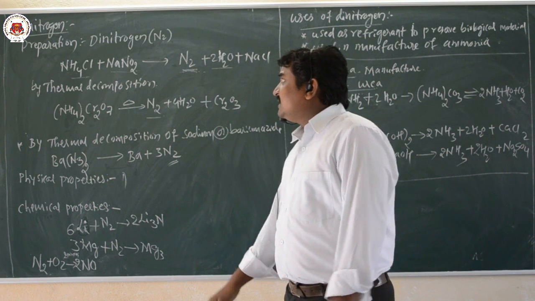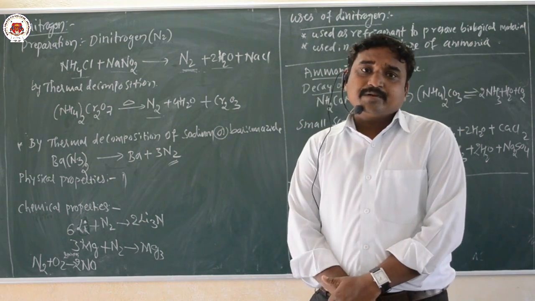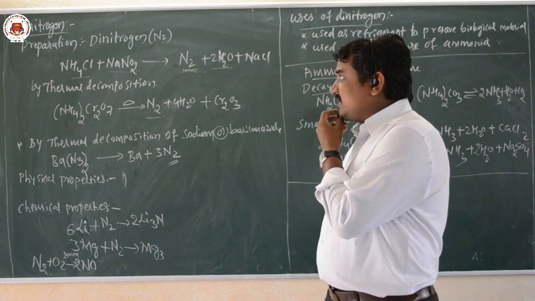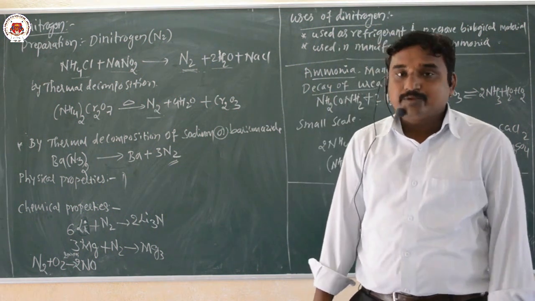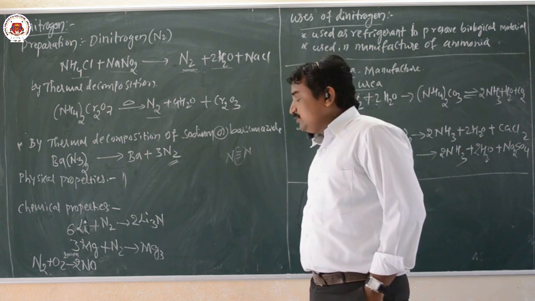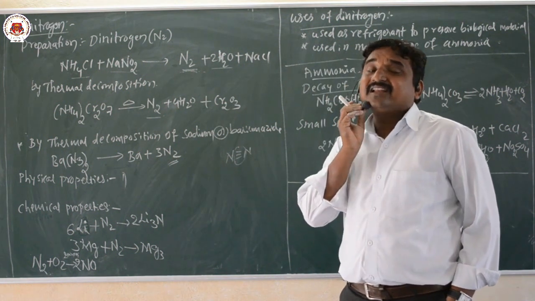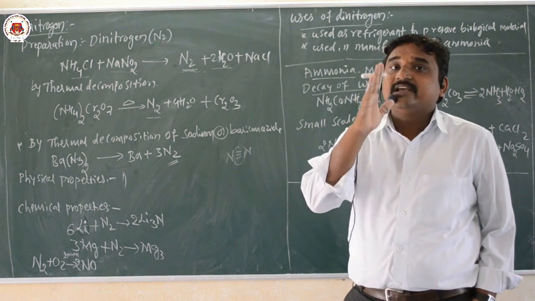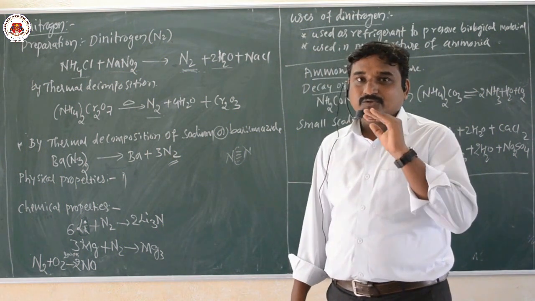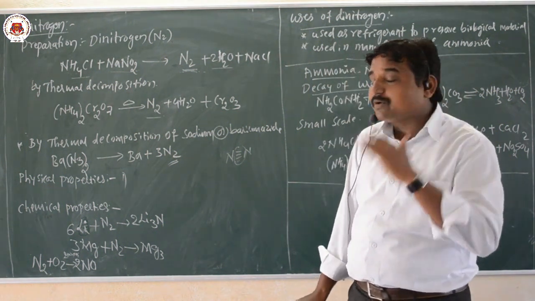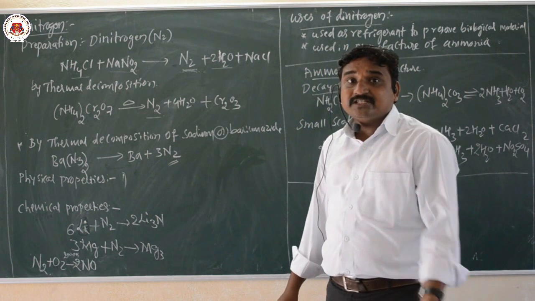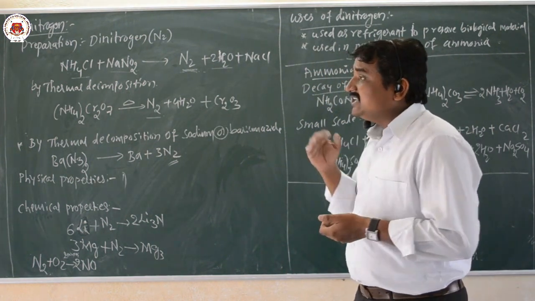Next, dinitrogen at standard room temperature and pressure is insoluble in water, and moreover it is less reactive at room temperature, because dinitrogen has a nitrogen-nitrogen triple bond. Due to the presence of this triple bond, it is less reactive, but as the temperature increases, dinitrogen becomes more reactive. So the less reactivity at room temperature is due to the presence of a triple bond between 2 nitrogen atoms, and as the temperature increases, the reactivity of dinitrogen increases.